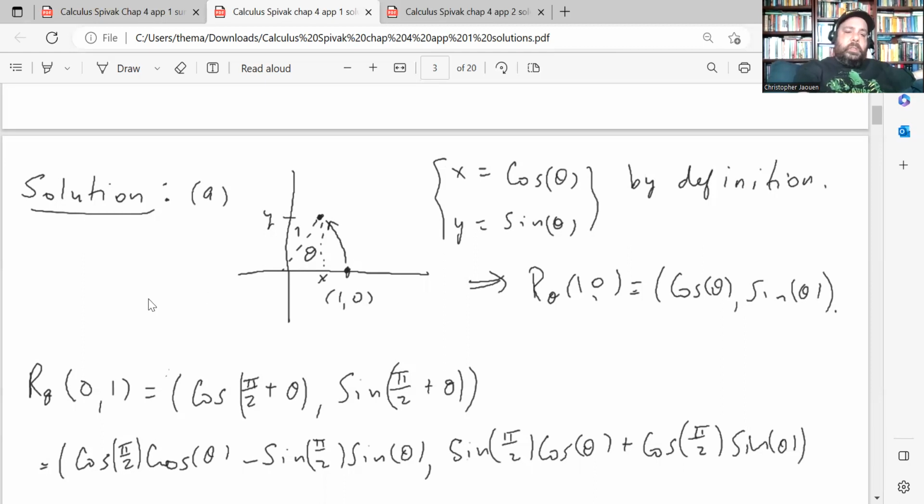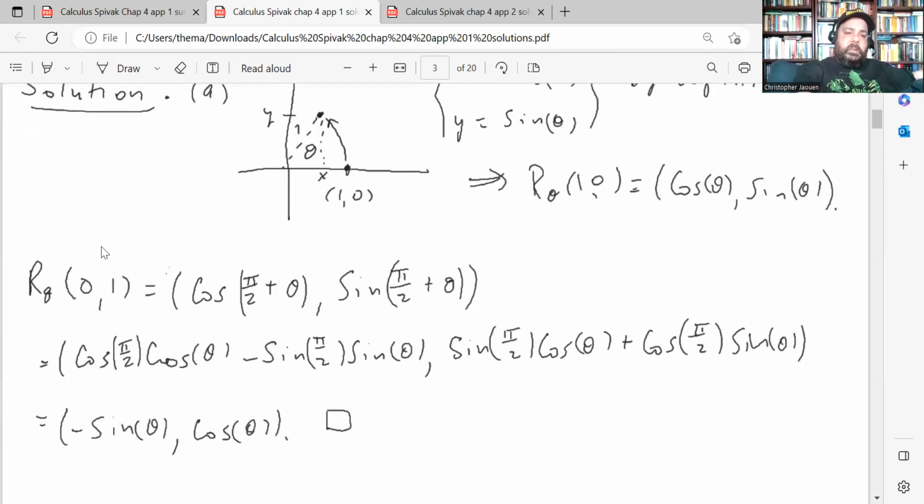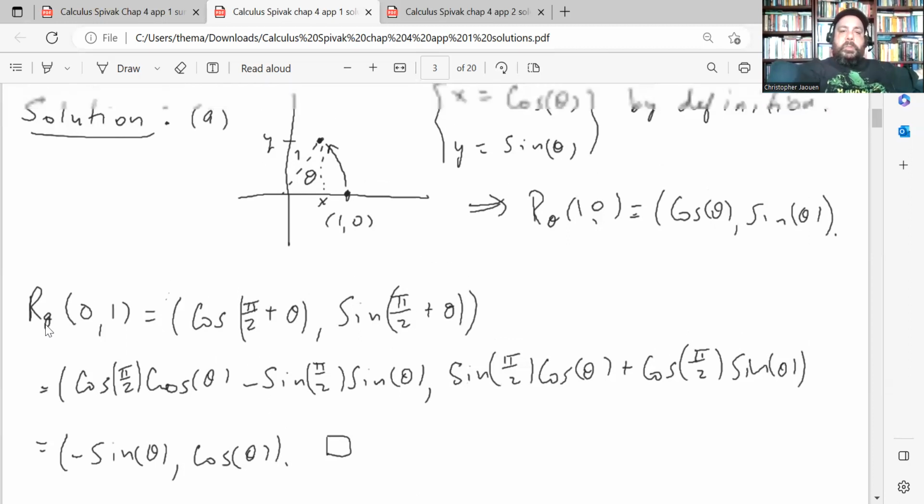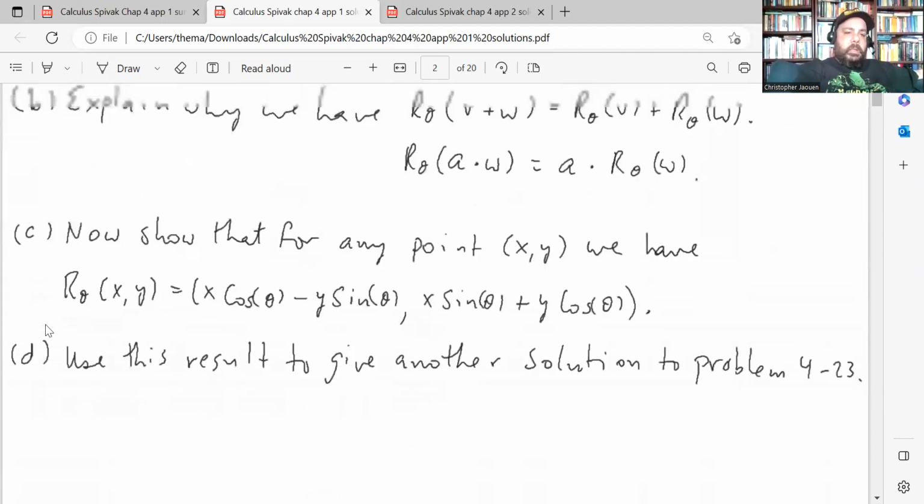And then once you have that, we can find the coordinates for r theta of 0, 1 by using the sum formulas for cosine and for sine. So to rotate 0, 1 through an angle of theta, you take cosine of pi over 2 plus theta and sine of pi over 2 plus theta, and that gives you the point. Using the sum formulas for those two trig functions, which is what I did here, and then simplifying gives you what you want. So that's the coordinates for those 2 points when you rotate.